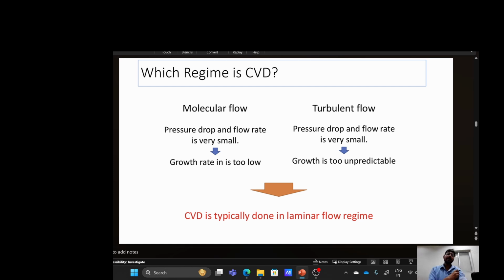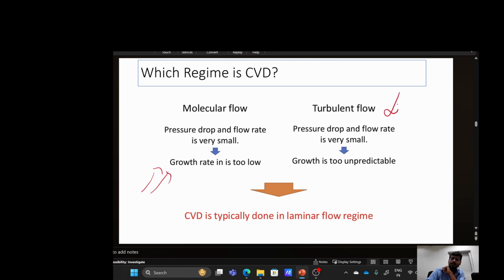Okay, so why is this kind of laminar flow required for CVD? Why can the other regimes not be used? In molecular flow, the pressure is very low, so not enough precursor will be there to grow the material. The growth rate will be very, very low in this case.